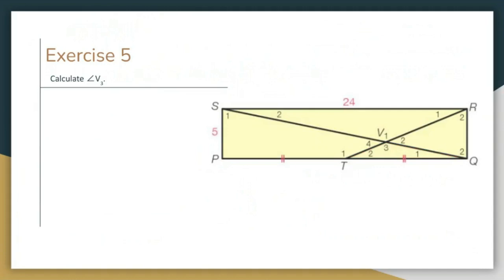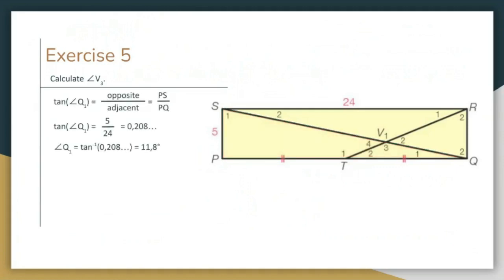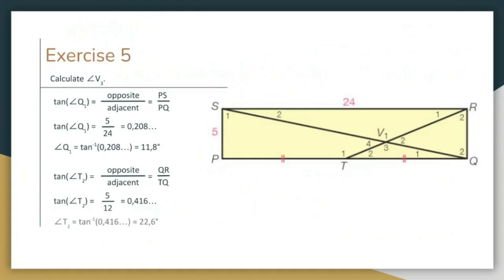Angle Q1 can be calculated in triangle PQS. We use the tangent and find 11.8 degrees. For angle T2, we use the same steps. The adjacent side is half of the previous one, so we fill in a 12. This gives us 22.6 degrees for angle T2. And then it's only a matter of subtracting our answers from 180 to receive 145.6 degrees for angle V3.